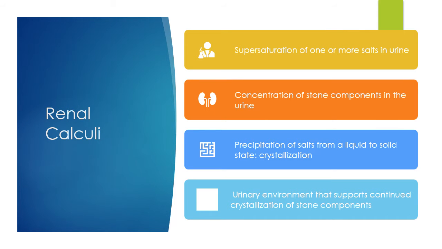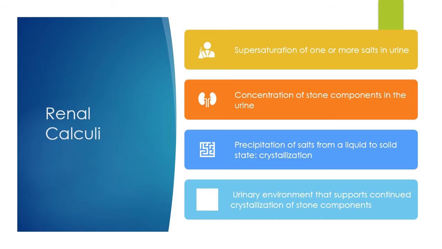So renal calculus formation is complex, and it's related to supersaturation of one or more salts in the urine, then precipitation of those salts from a liquid to a solid state, forming crystals, and then growth through crystallization, or what's called agglomeration or aggregation. And supersaturation is the presence of a higher concentration of a salt within the fluid, in this case the urine, than the volume is able to dissolve to maintain equilibrium.